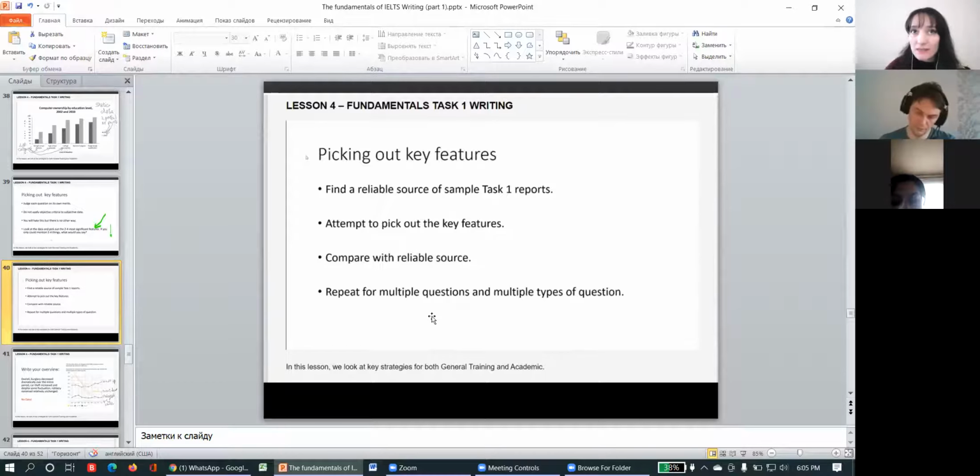Compare with already done tasks, and see whether you did it well or not. And repeat for multiple questions and multiple types of questions, because there are different types of bars, charts, or whatever, okay?